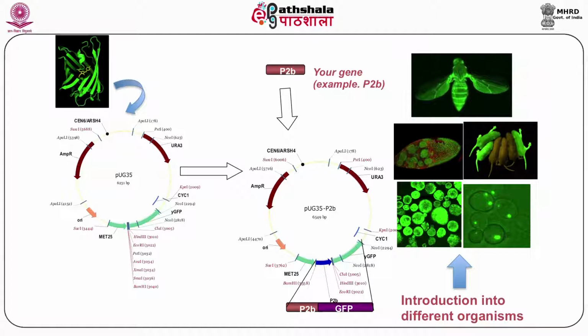You can see here the structure of the pUG35 vector and pUG35P2B vector, in which the green fluorescent protein is inserted at the downstream site, and then it is used to produce the fluorescent organism, especially to see the effect of a particular gene in a test or model organism.